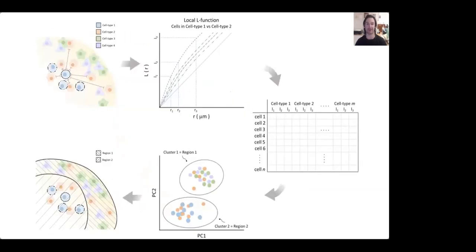So briefly describing our method, for every cell we calculate L-curves between that cell and another cell type. This gives us a data matrix where for every cell we have a summary for how close that cell is to other cell types over a range of radii. And then we can take this association matrix, cluster it, and identify cells that have similar localization patterns.